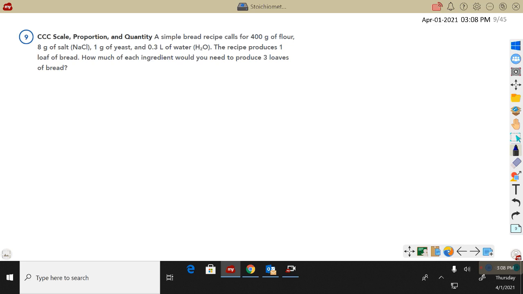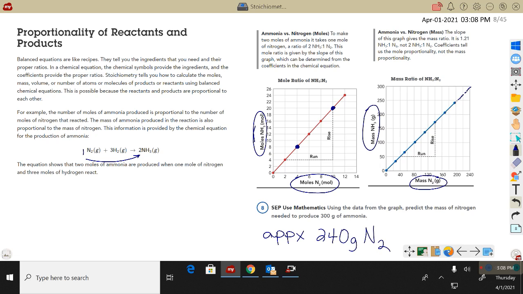But that's all I'd have to do for number 9. And that's kind of where we're going moving forward. Sometimes we want to follow the ratio in the balanced equation exactly. I want 1 mole of nitrogen, 3 moles of hydrogen, and I want to make 2 moles of NH3, ammonia. But sometimes we might want just a random amount.